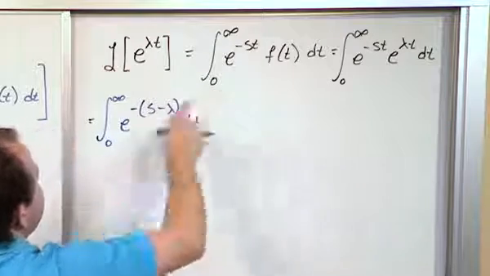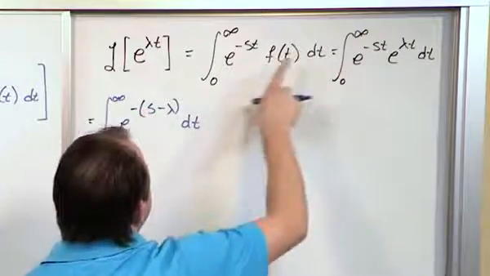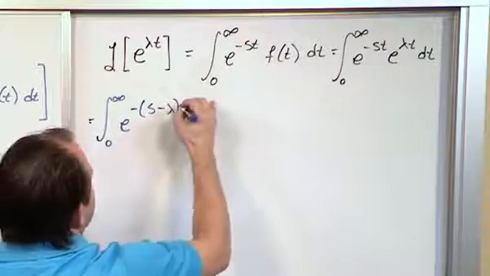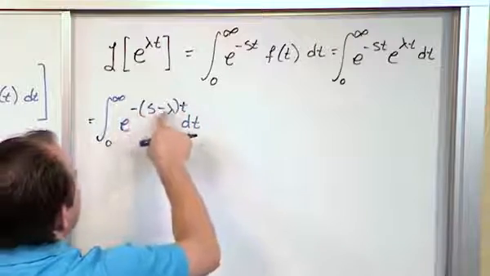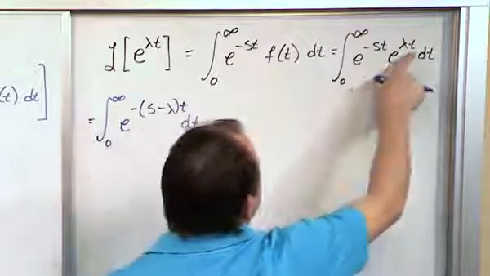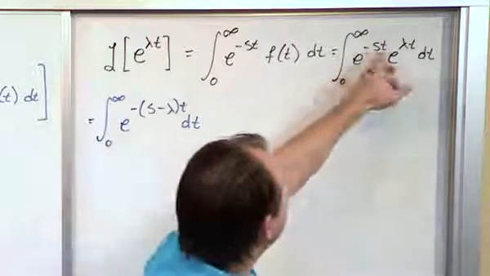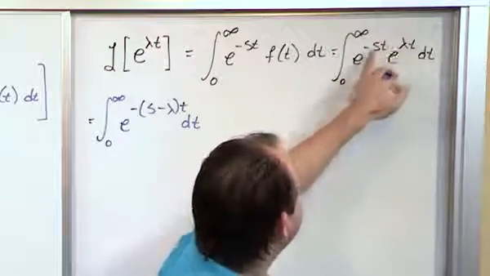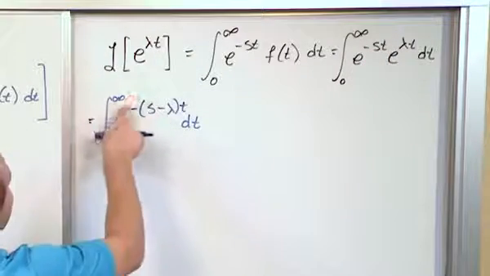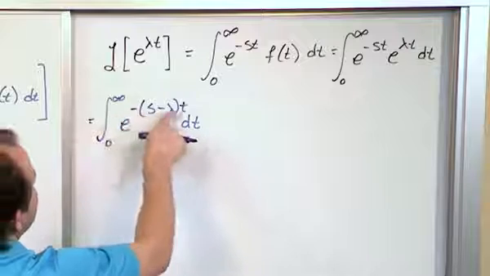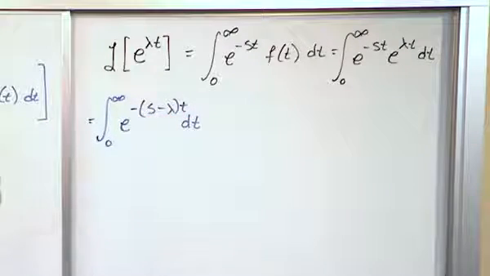Make sure you agree that there's nothing different here. If you distribute the negative in, you get negative s, which is what we have here, we have a t here as well, right? Negative st, and then here this will be positive lambda t. So basically, we are adding these together in the exponent. We're basically adding negative st plus lambda t. We're adding that together, but I pull the negative sign out. But it still becomes negative st plus lambda t in the exponential there.